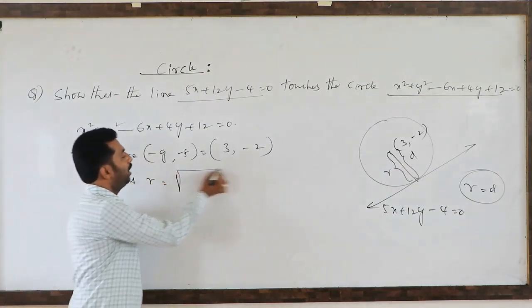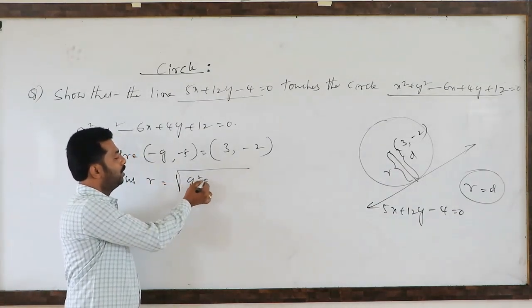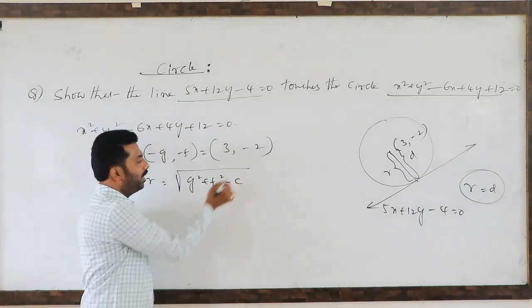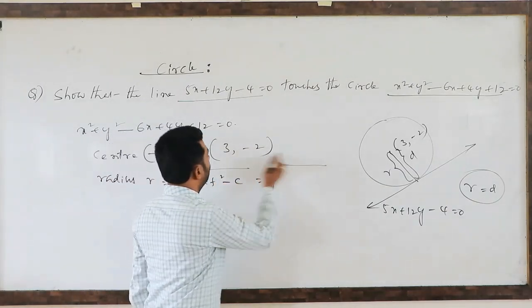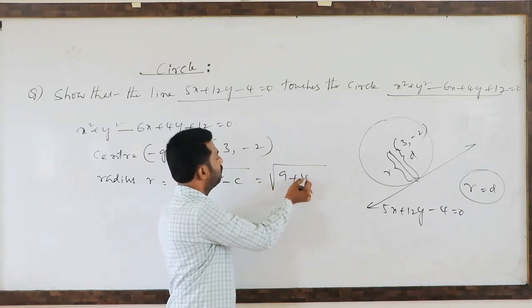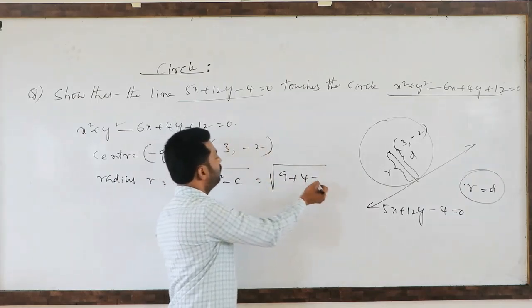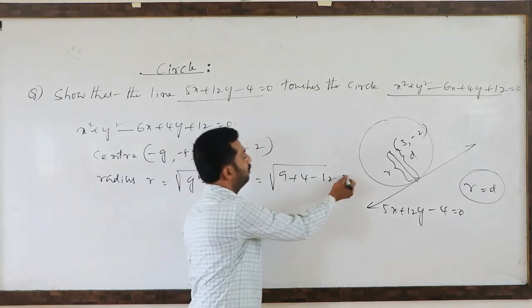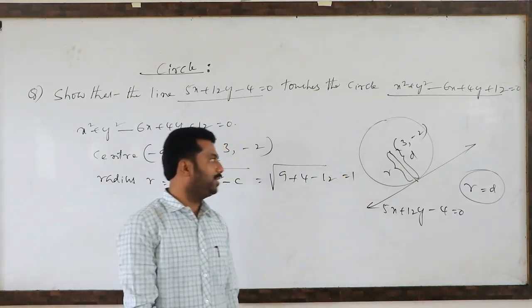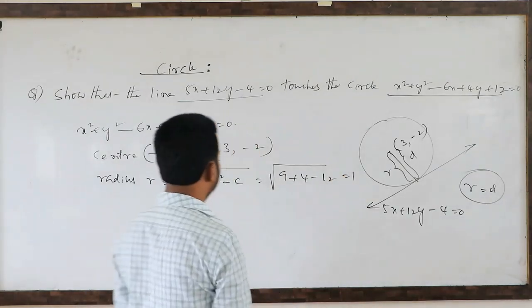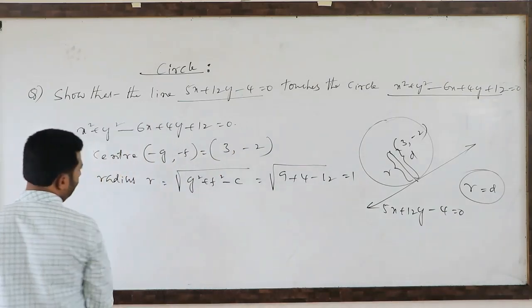So radius r equals the formula root of g square plus f square minus c, nothing but root of 9 plus 4 minus c, that is 13 minus 12. So that is 1. Radius 1 means it is a unit circle.